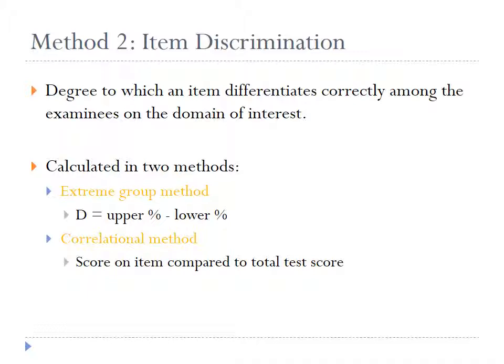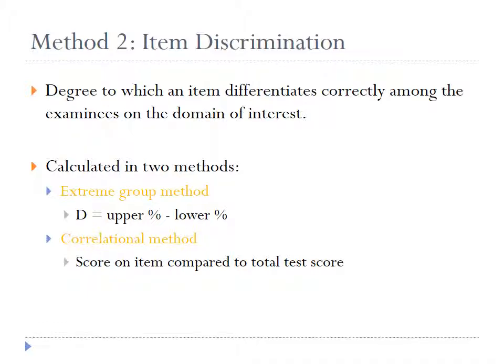A second approach is item discrimination. This is where we look at how items differentiate among different groups of people on the test. We typically divide the test takers up into groups, the high scoring top 25% and the lower scoring lower 25%, and we see how they performed on individual items.